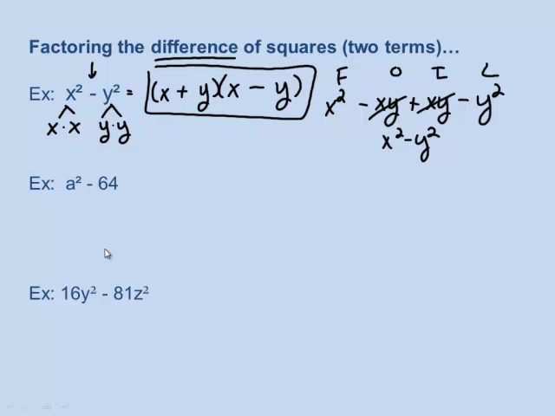Okay, another example of difference of two squares. A squared minus 64. Notice there are two terms separated by subtraction. So ask yourself, could you break down each of those terms into the product of a factor times itself? Are those perfect squares? And the answer is yes here. This is a times a. 64 is 8 times 8. And therefore, this factors out to give a plus 8, a minus 8.